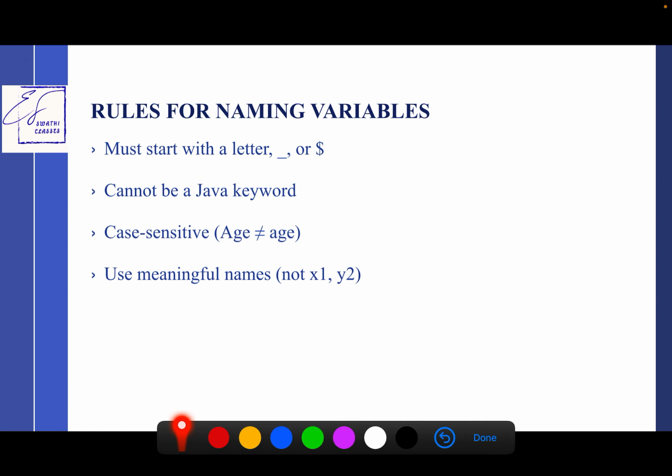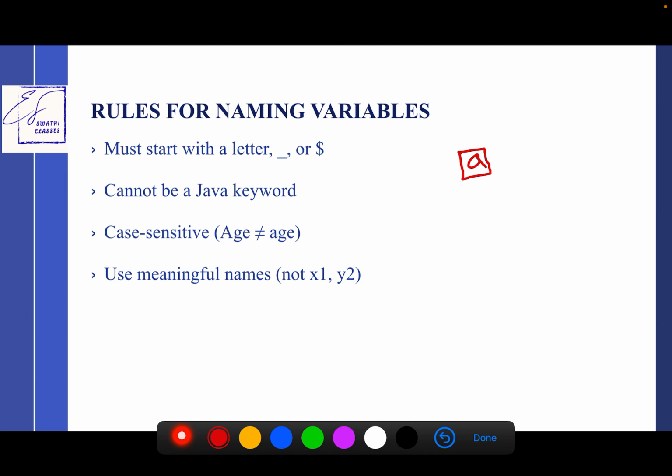Coming to the rules to be followed when naming a variable. You cannot start a variable name with a digit. You see the first rule: it must start with a letter. Letter means an alphabet, capital or small letters, and you can also use an underscore or a dollar sign. Only a letter, underscore or dollar can be used at the start. Once the starting is done, after that you can use digits also. The starting character should not be anything apart from a letter, underscore or dollar.